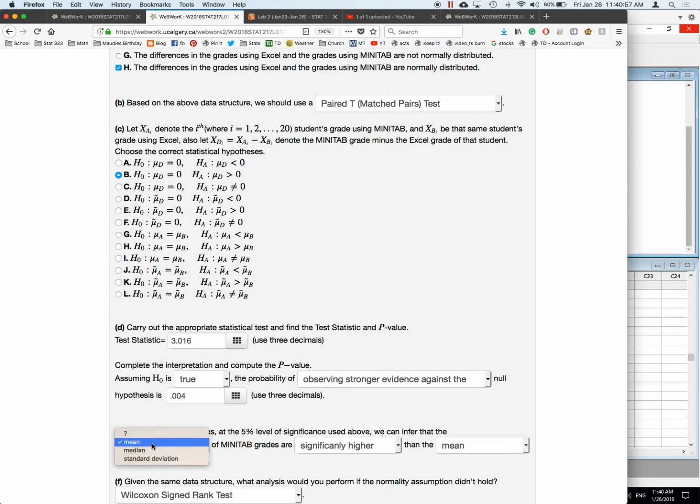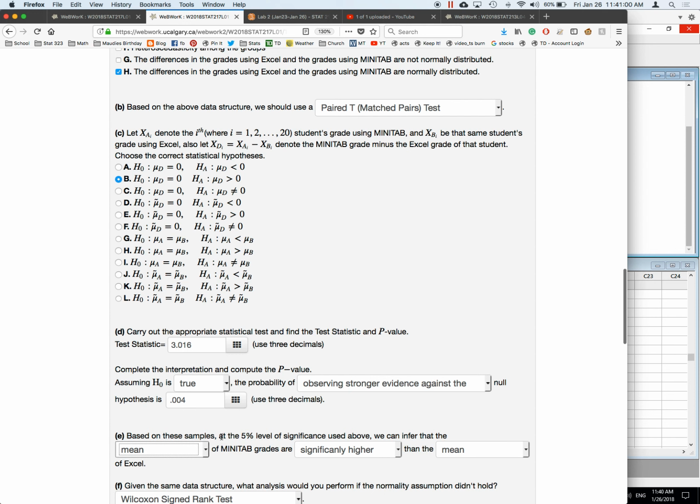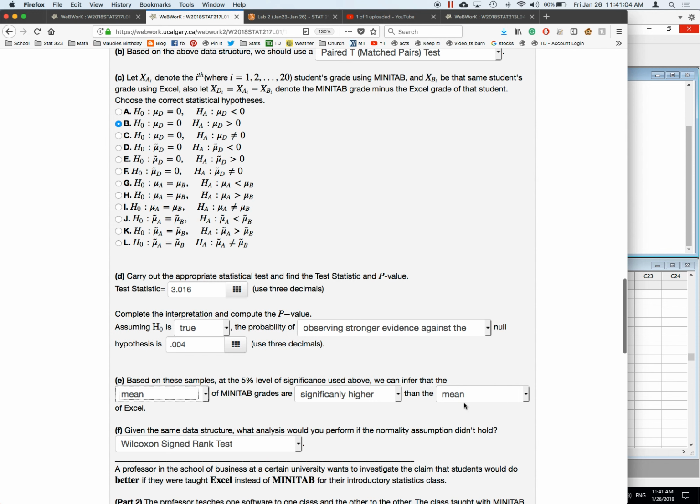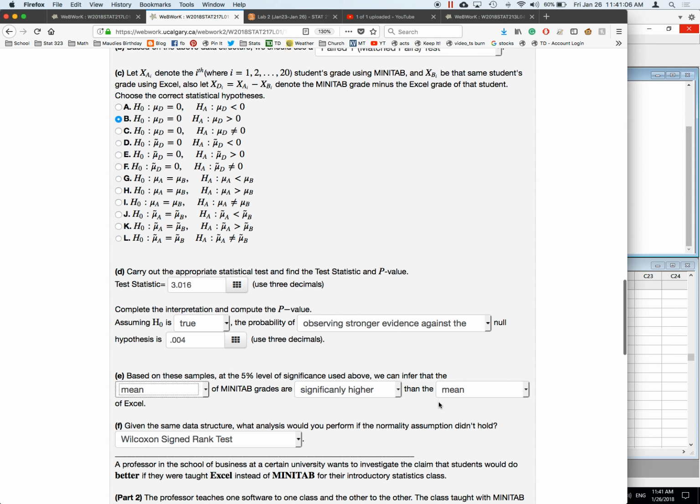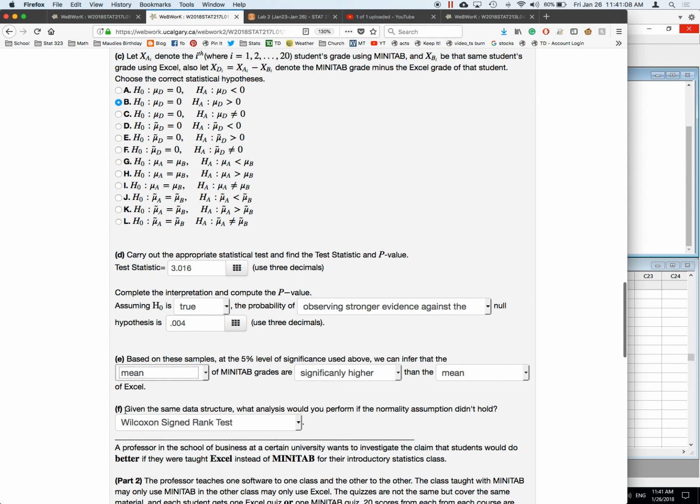How do I know that these are means instead of medians? Well, I'm not running a non-parametric test. I did a paired t-test, which means that I am basing this on means, not on medians. And again, then, if in fact the data structure were the same, but our p-value for the normality test was small, then what test would we do? It would be the Wilcoxon signed rank test.